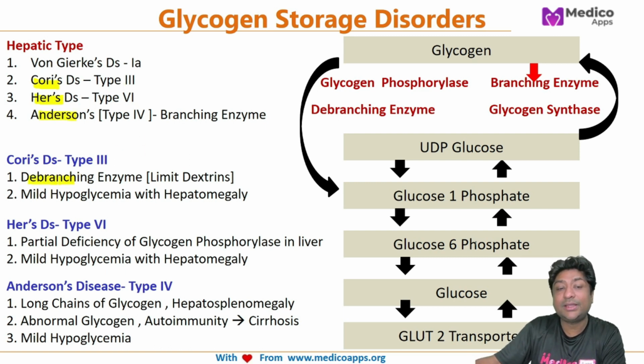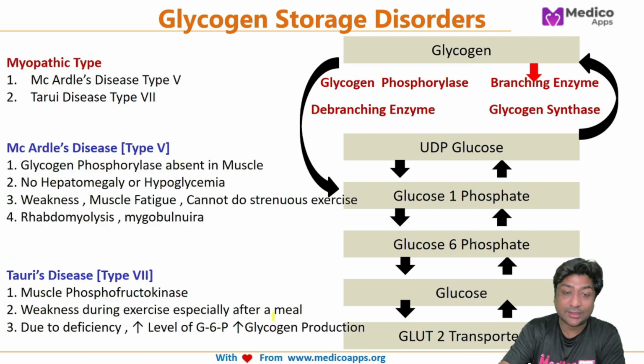In Cori's, the debranching enzyme is absent, so limit dextrin accumulates, and it presents with mild hypoglycemia and hepatomegaly. Hers, type 6, is when liver glycogen phosphorylase is absent, with mild hypoglycemia and hepatomegaly. Anderson's has long chain glycogen because the branching enzyme is absent. There is hepatosplenomegaly and mild hypoglycemia, but because this glycogen is abnormal, it invites autoimmunity, and ultimately the liver will undergo cirrhosis. So this is about Anderson's.